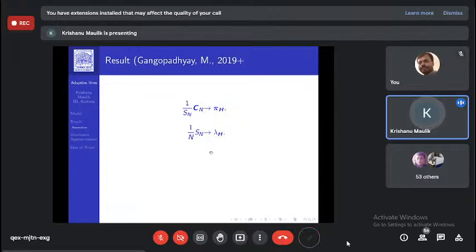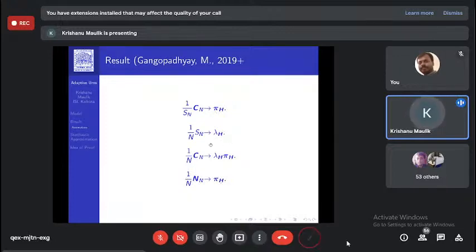And once you show these two things, it's straightforward, as expected, that Cn by n will converge to lambda h times pi h. It's sort of the product of these two. And also Nn by n converges to pi h.